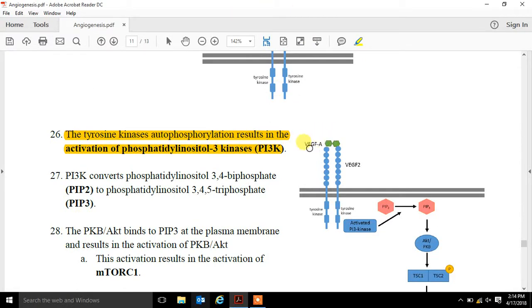So let's just highlight the key steps here. The VEGF dimer binds. We get autophosphorylation of the tyrosine kinase, and we get activated PI3 kinases. That then takes us from PIP2 to PIP3.